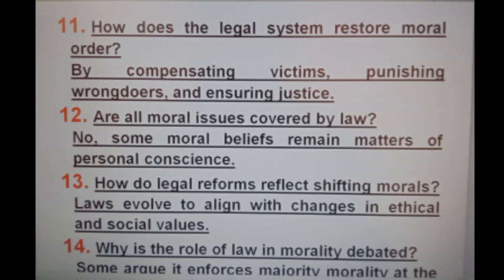Are all moral issues covered by law? No, some moral beliefs remain matters of personal conscience. How do legal reforms reflect shifting morals? Laws evolve to align with changes in ethical and social values.